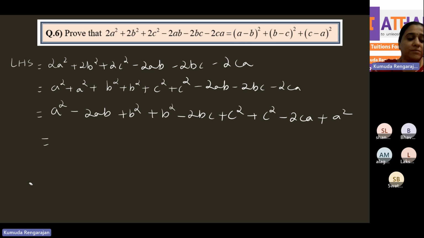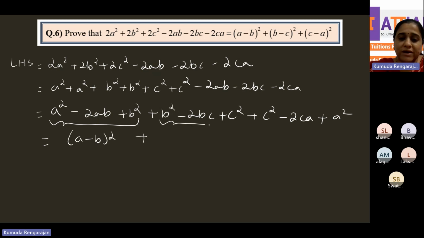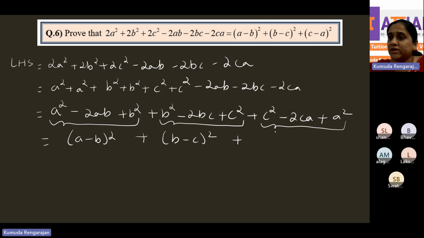Very good. Okay, I'll tell you. Now these three terms together, what is a square minus 2ab plus b square? A minus b the whole square. Plus, what is b square minus 2bc plus c square? b minus c the whole square. And what is c square minus 2ca plus a square? c minus a the whole square.